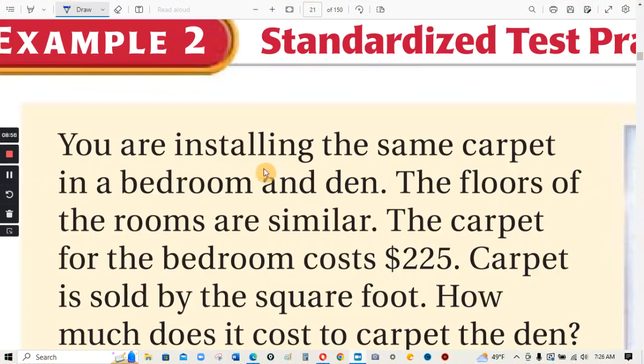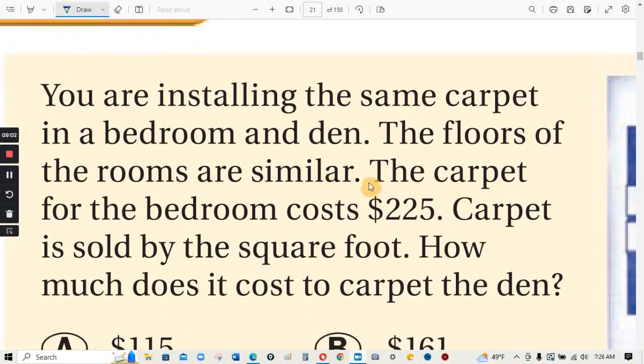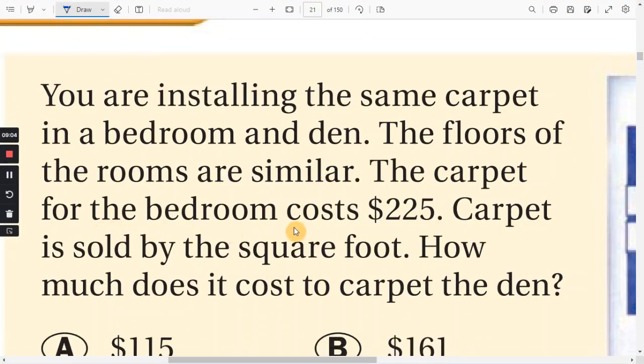Example 2, you are installing the same carpet in a bedroom and den. The floors of the rooms are similar. The carpet for the bedroom costs $225. The carpet is sold by the square foot, so in other words, based on area. How much does it cost to carpet the den?